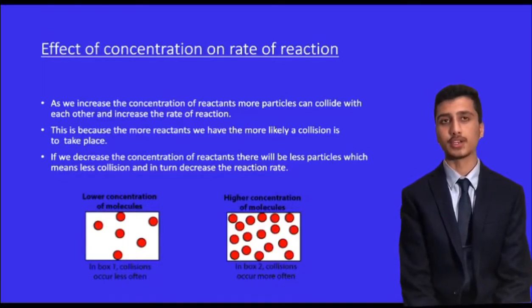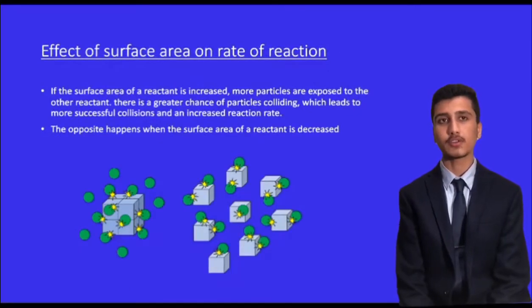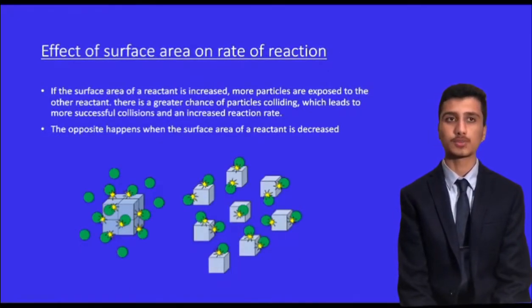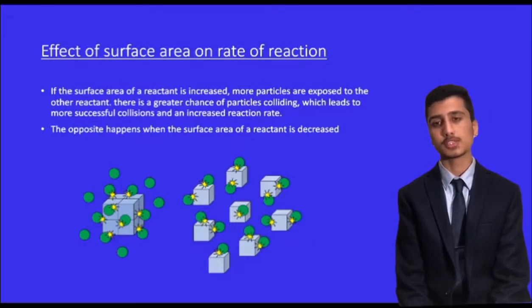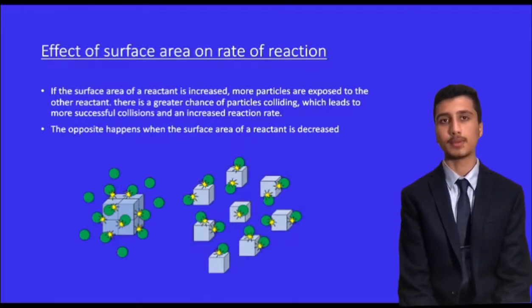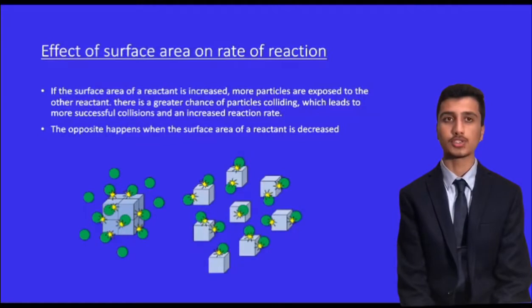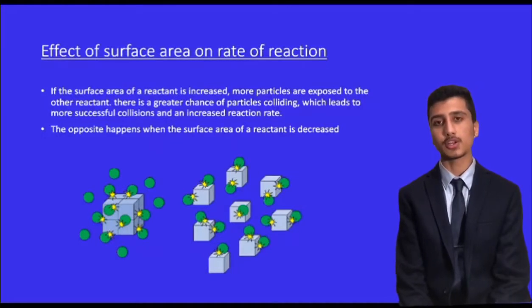Thirdly, we have surface area. If the surface area of reactant is increased, more particles are exposed to the other reactants, which means there's a greater chance that a collision will happen, which leads to more successful collisions and an increased reaction rate. The opposite happens when the surface area of reactant is decreased. The diagram below shows this very well.